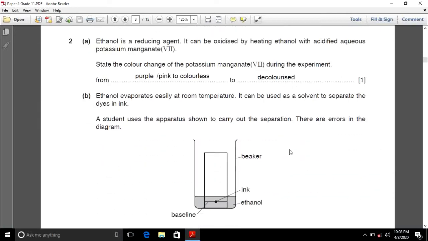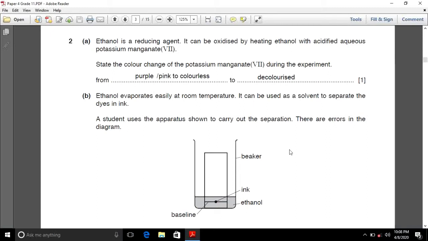Question number 2. Ethanol is a reducing agent. It can be oxidized by heating ethanol with acidified potassium manganate. State the colour change of potassium manganate during the experiment. It will change from purple or pink to colourless, or decolorize. Potassium manganate is a strong oxidizing agent. It oxidizes ethanol and gets reduced itself, as shown by the colour change.